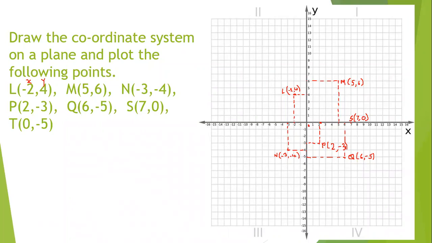Now, the last point is point T, and the coordinates are (0, -5). Again, we have 0. It means even this point is on the axis. So here the x coordinate is 0. It means the point is on y-axis. So on y-axis, where is -5? It is over here. So I'm just marking a point here and I am writing the name of the point as T, and the coordinates also, (0, -5). So this is the way how you can draw the coordinate system and you can plot the points which are given to us. Go through the sum.